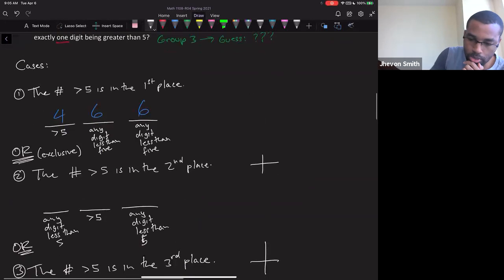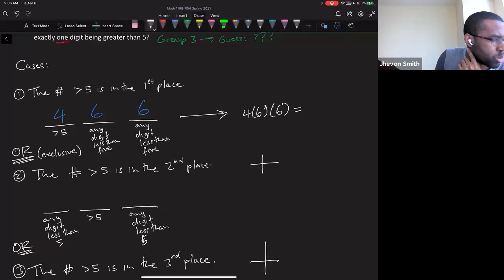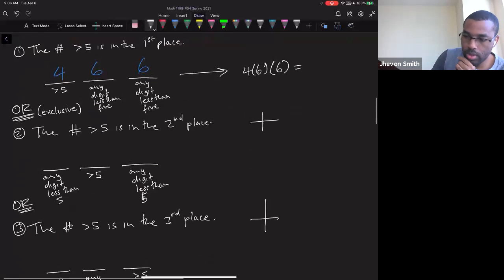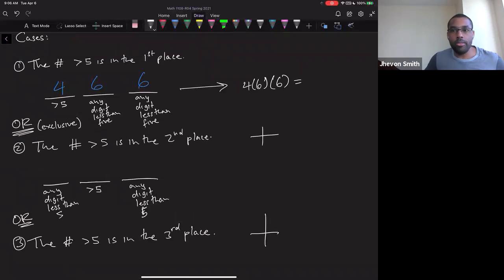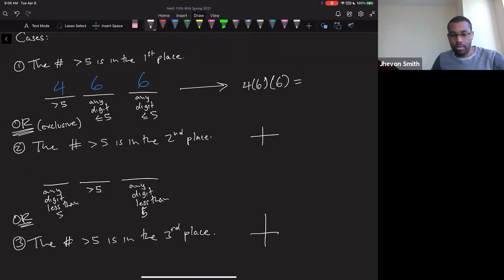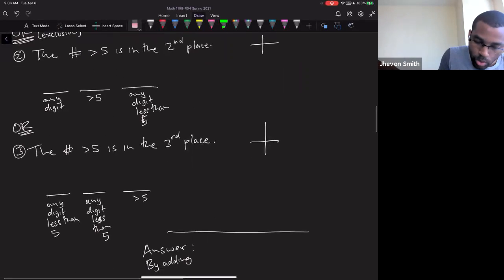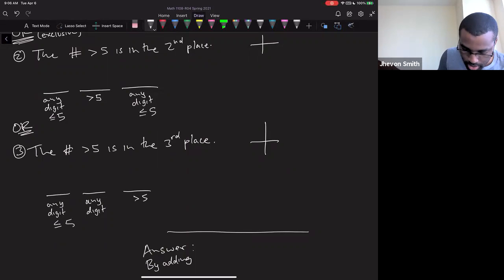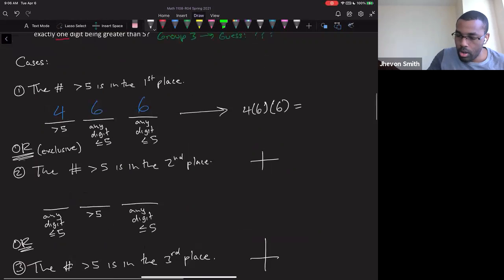So this would lead, by the multiplication rule, to 4 times 6 times 6, which is what? I don't know. How'd you get 6? Because they have to be less than 5, so it has to be less than or equal to 5. The opposite of greater than 5 is less than or equal to 5. So there are 6 there: 0, 1, 2, 3, 4, and 5. So it's 4 times 36, that's 144? Yep. 144.